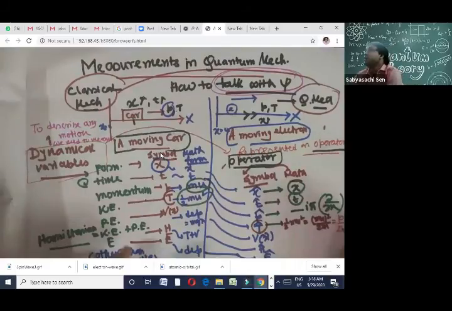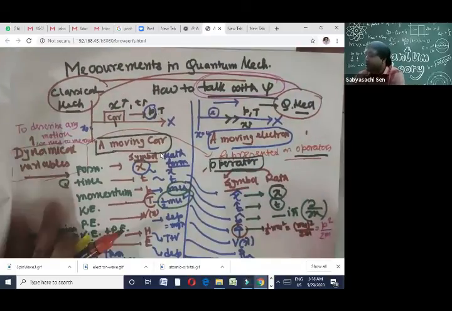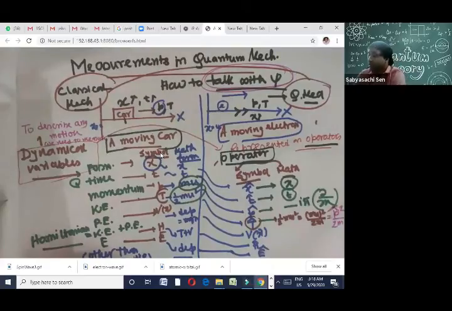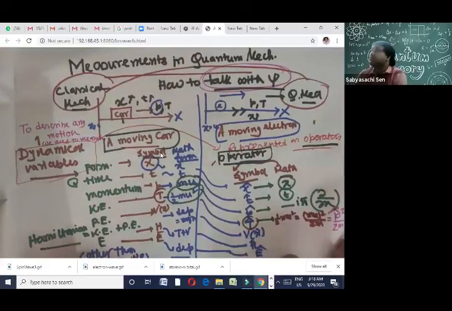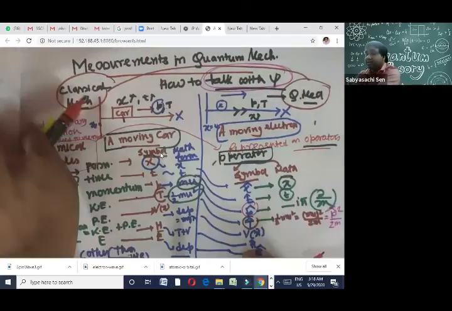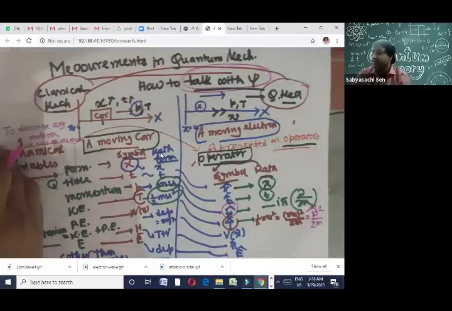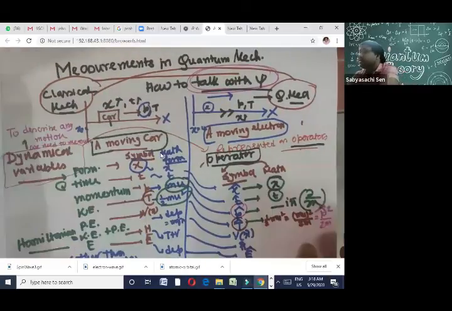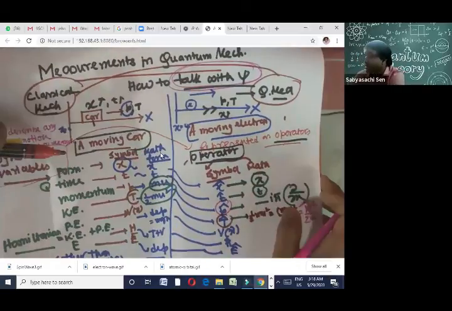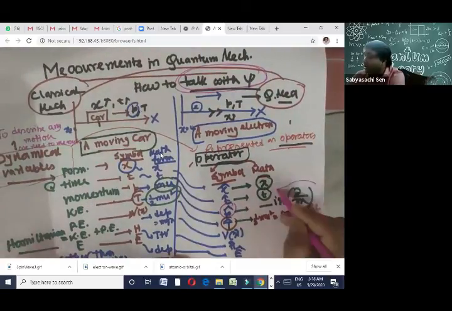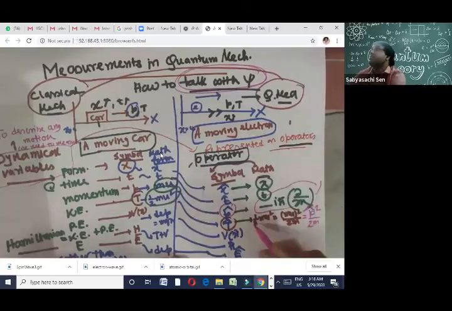So if you are doing the operators, you can write this as p cap square by 2m. Because you know p cap is minus h cut del x, you can easily put the value of p cap from here, and calculate the value of t cap.